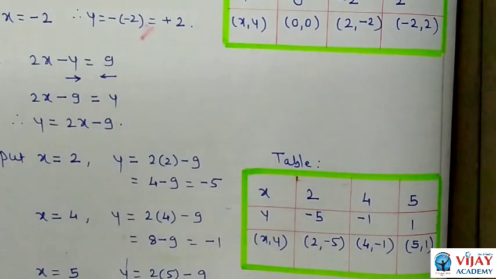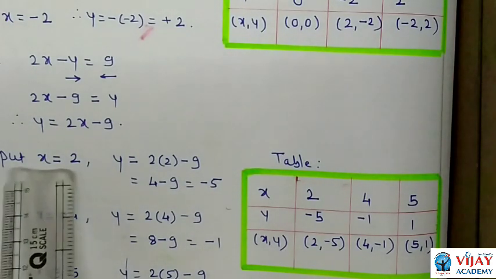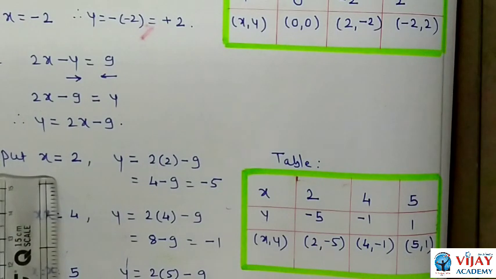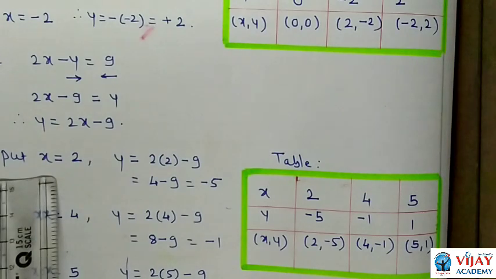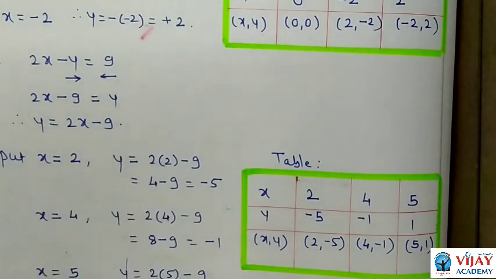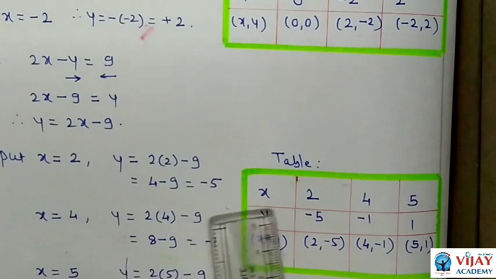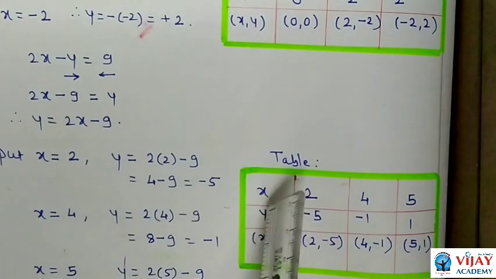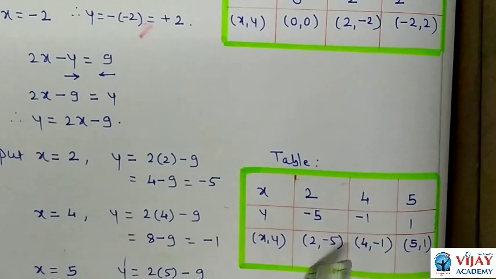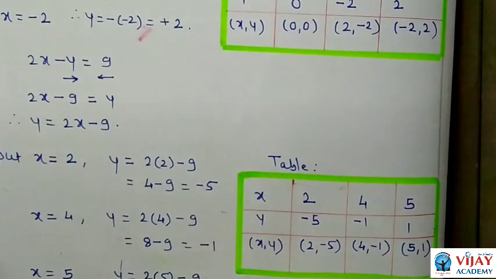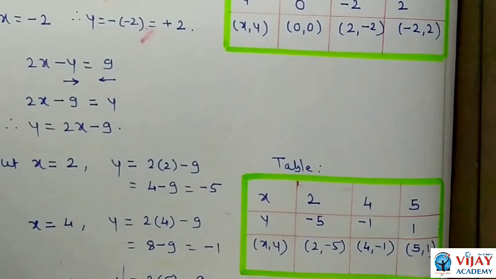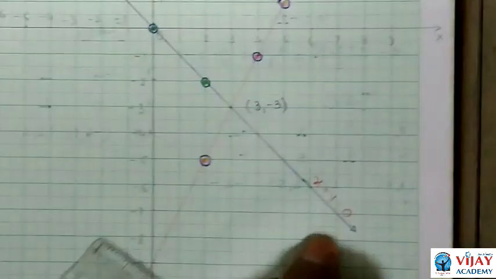Now why can we not take the value of x is equal to 0 or negative values? If we take the negative or 0 values, we get y is equal to minus 9. And in a graph, generally we take the values up to 8 on all sides. So we take small values and we get the table of x, y: 2, minus 5, second one is 4, minus 1 and 5, 1. And if you plot these points on the graph, we get the graph in this way.